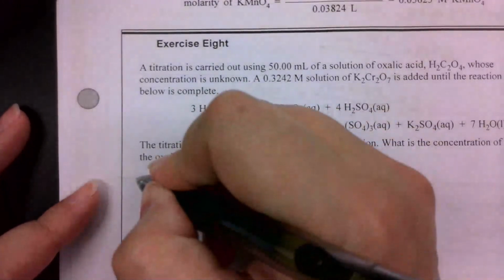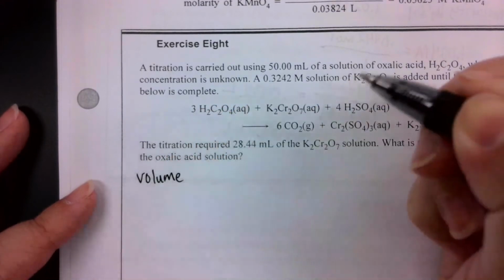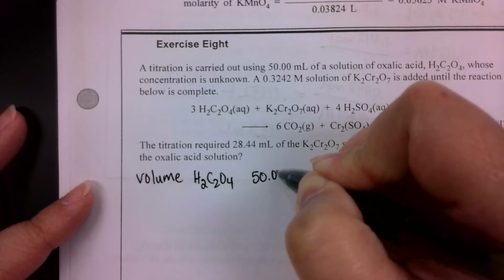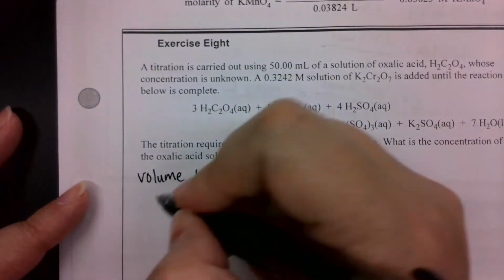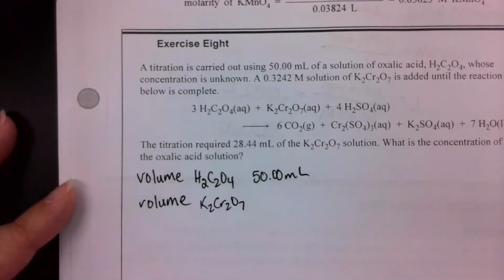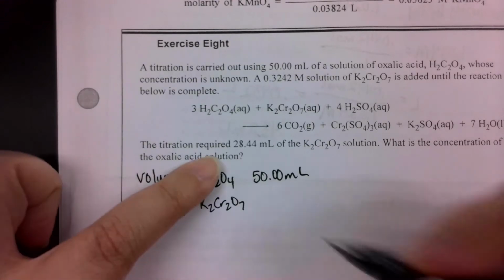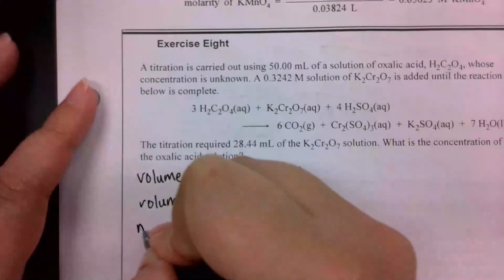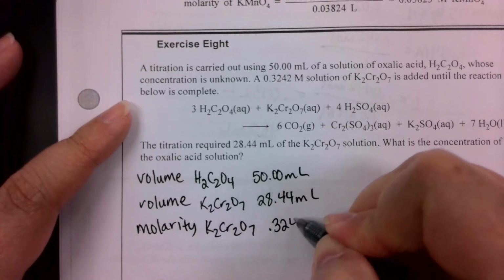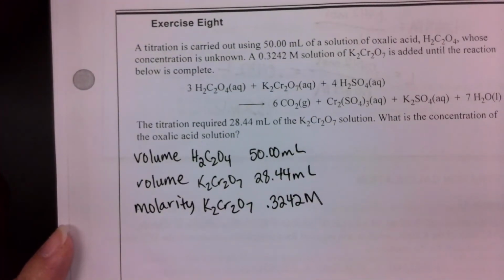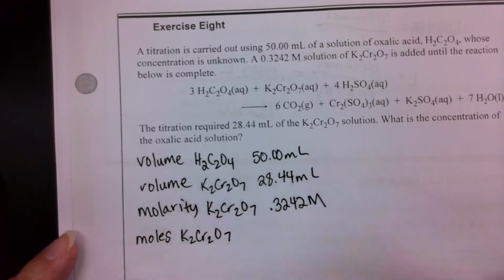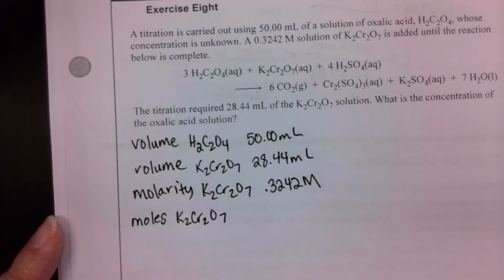So there would be a spot for volume of oxalic acid. And a spot for volume K2Cr2O7. Spot for molarity. So next we calculate the moles by taking the molarity times the liters.